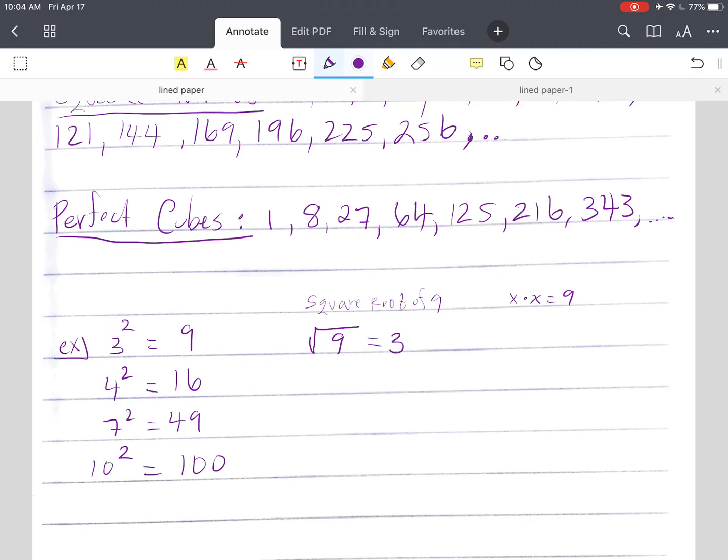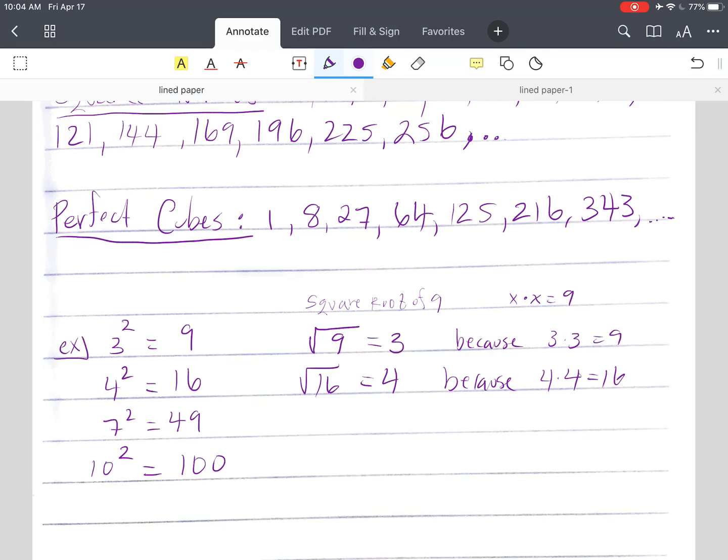3. The square root of 9 is 3, because 3 times 3 is equal to 9. Let me write that down. Because 3 times 3 is equal to 9. What about the square root of 16? What is the square root of 16? It's 4. Because 4 times 4 is equal to 16.